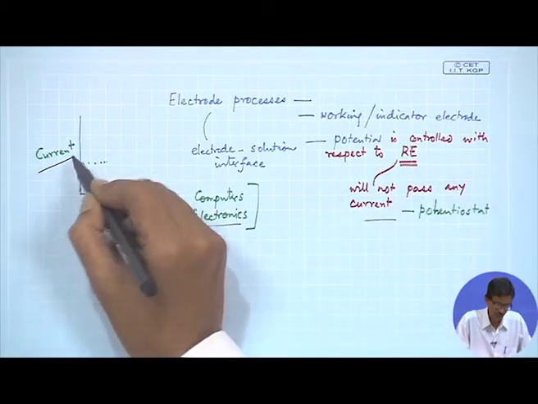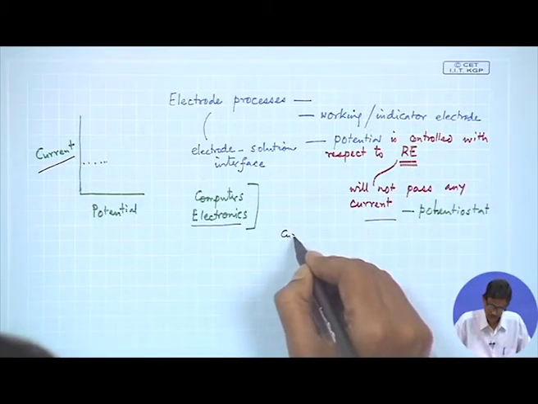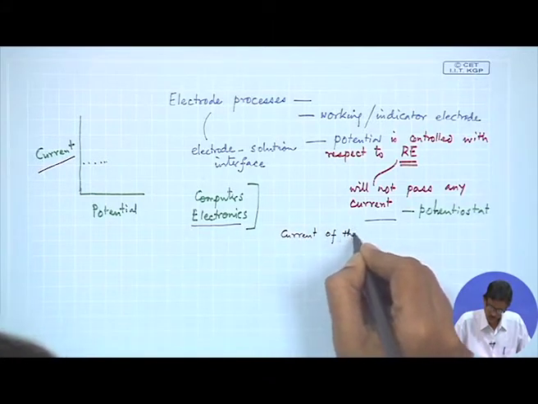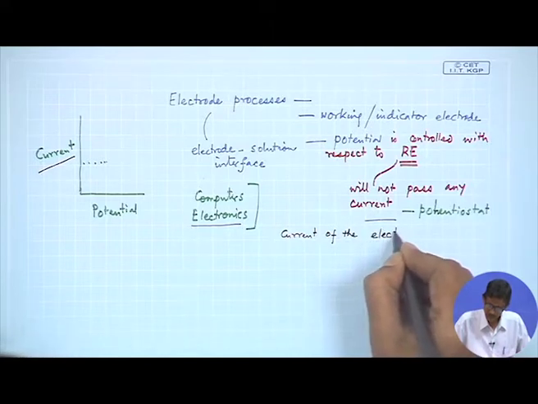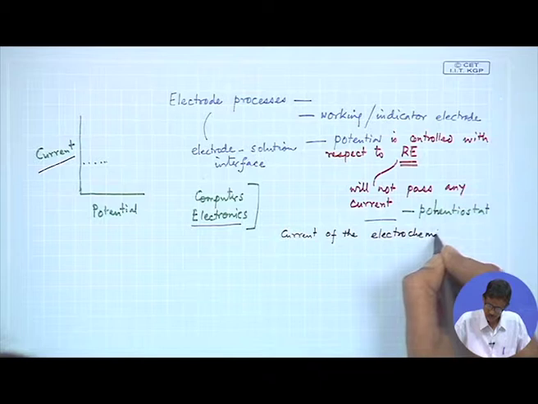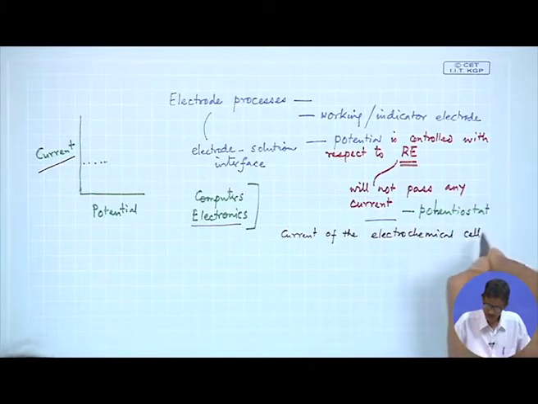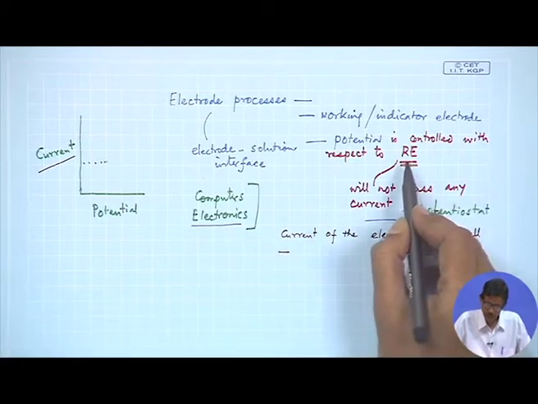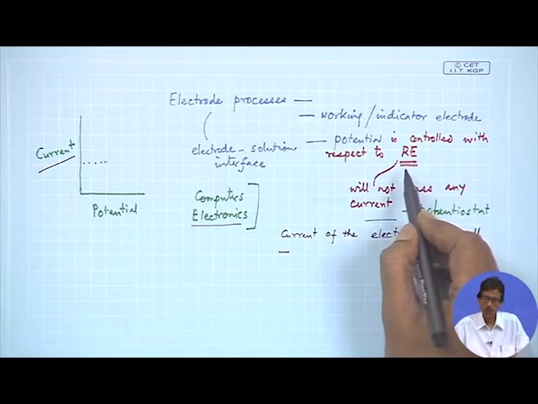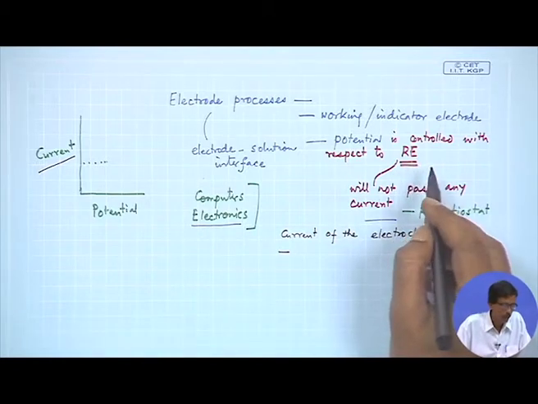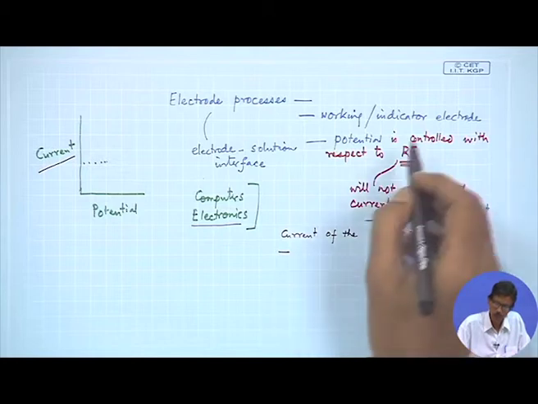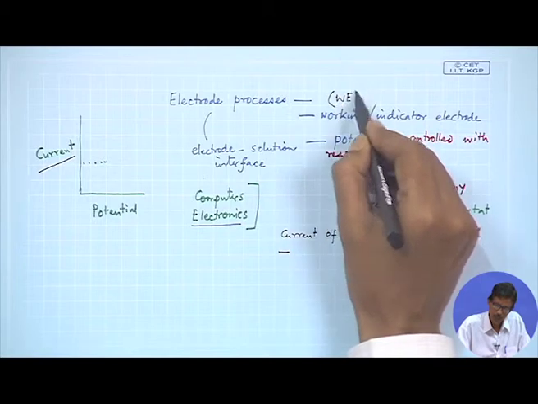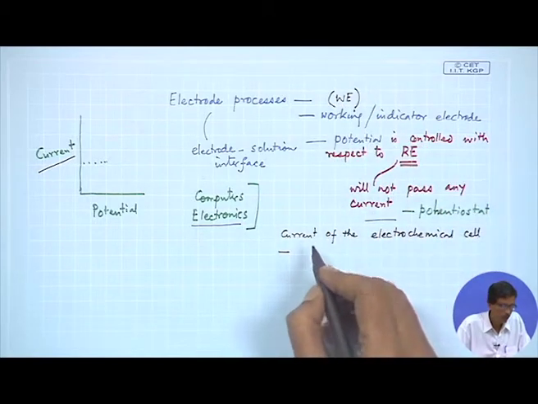The second component we want to measure is the current of the electrochemical cell. How do we get that current, because we are not allowing current to pass through the reference electrode? Whatever current we allow to pass goes through the corresponding auxiliary electrode. We have the same working electrode, the WE. Here also you will have the working electrode.